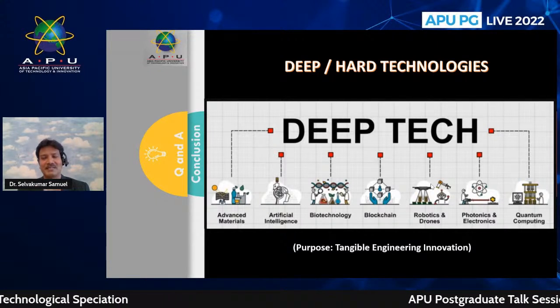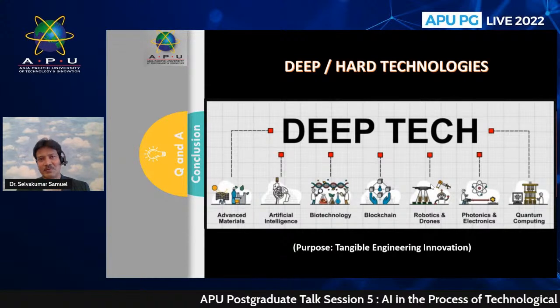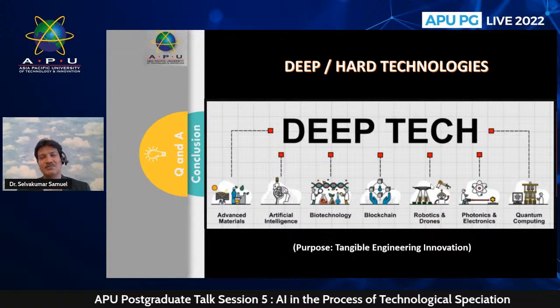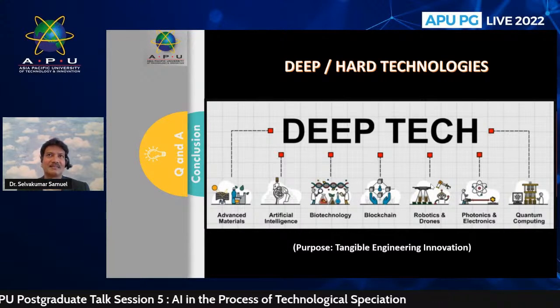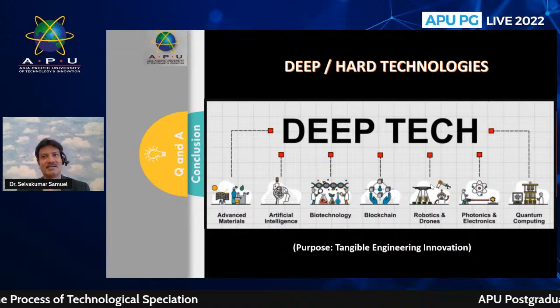AI again takes part in the major role. Tangible engineering innovation, that is the important objective or purpose of this technological collaboration or convergence.